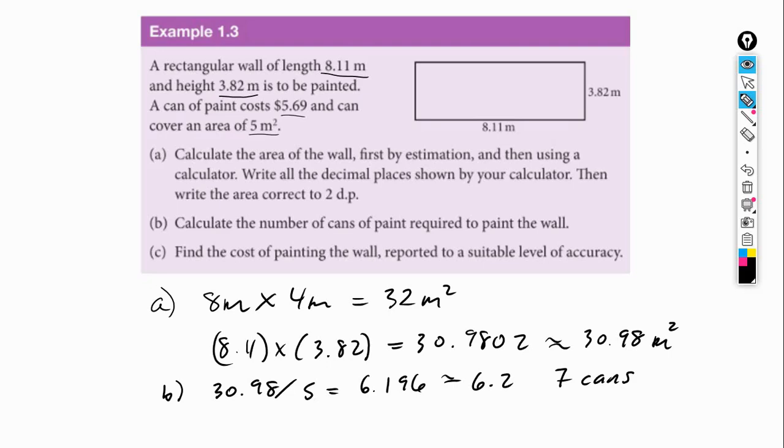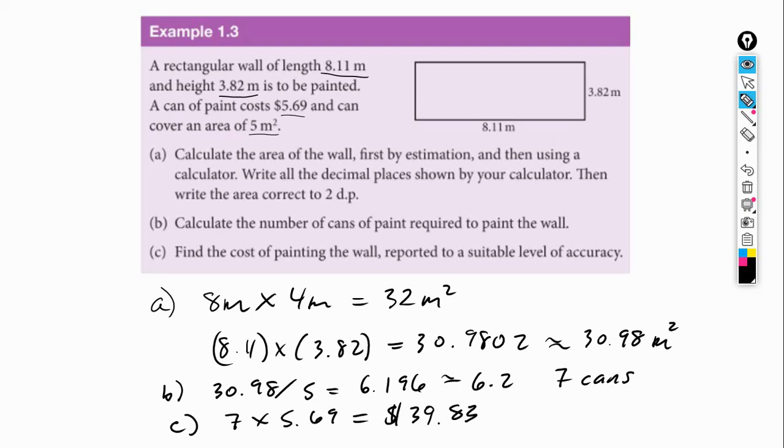7 cans of paint, and we would have quite a bit of paint remaining, so you can paint something else. And then for part C, it says find the cost of painting the wall reported to a suitable level of accuracy. Okay, so for C, the cost of painting the wall, since we need 7 cans and each can is worth $5.69, this would give us approximately $39, $39 with 83 cents.